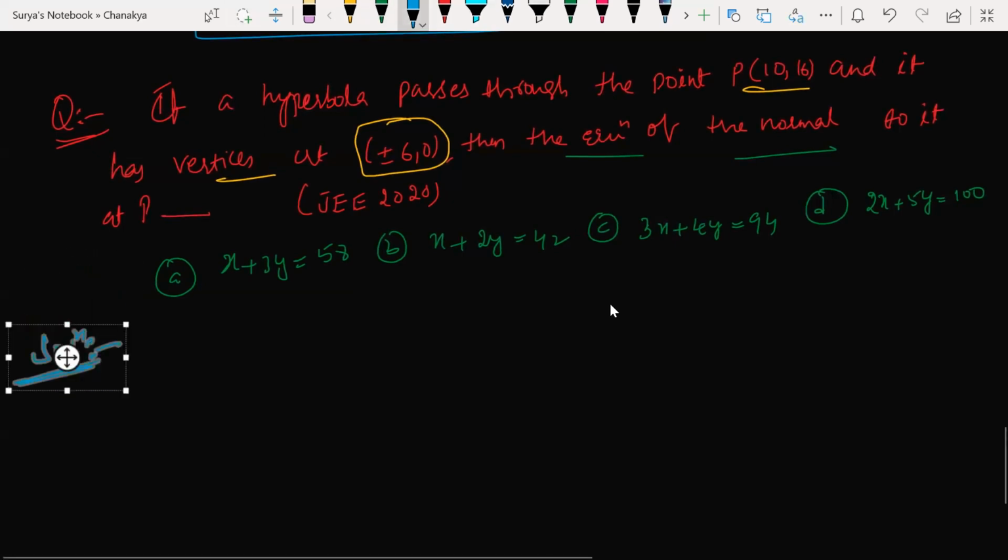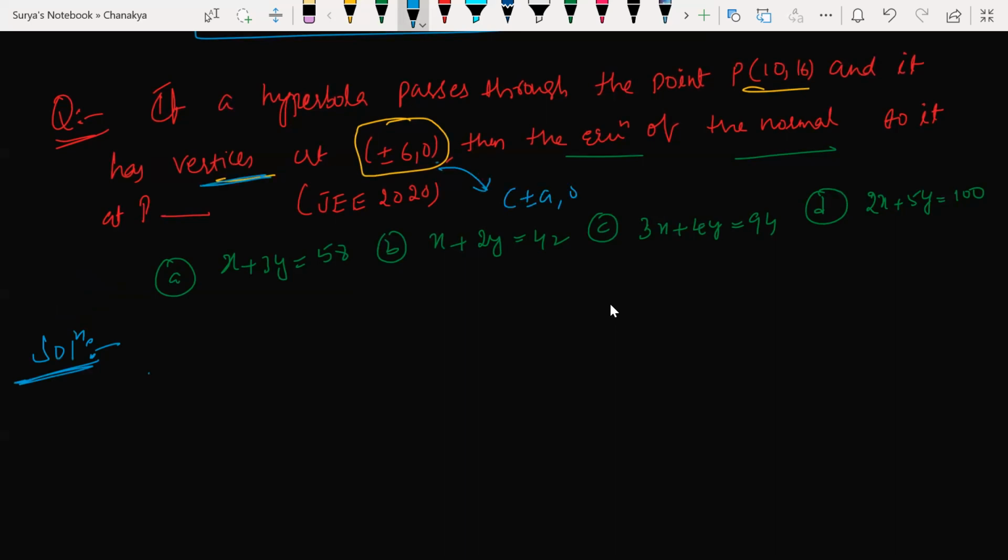Are you here or not, people? Which hyperbola does it turn out to be? Of course, it is a transverse hyperbola. Sir, how are you saying? Tell me. Here, vertices. Vertices मुझे क्या था? (±a, 0). This was for the transverse hyperbola. Yes or no?